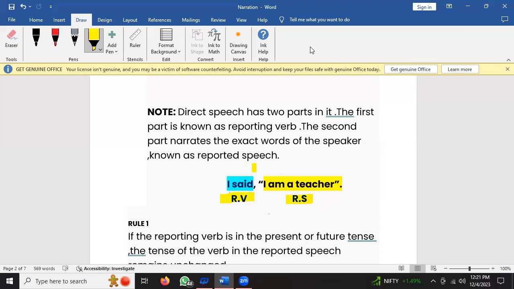Yes, anyone? I will repeat my question. First what we write is the reporting verb, this portion. And then we write "I am a teacher," or any exact line of the speaker. This is what we call reported speech. Can we alter it? Can we write "I am a teacher" in the beginning and "I said" at the end of the sentence?